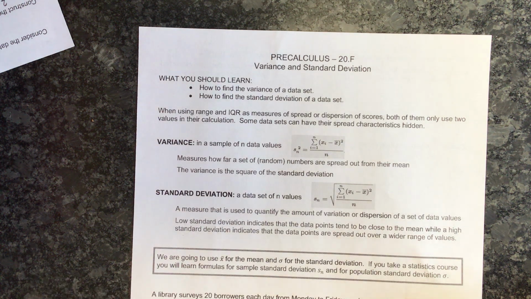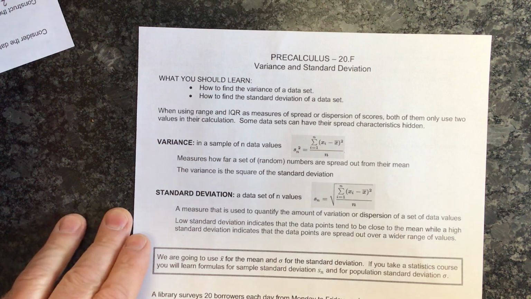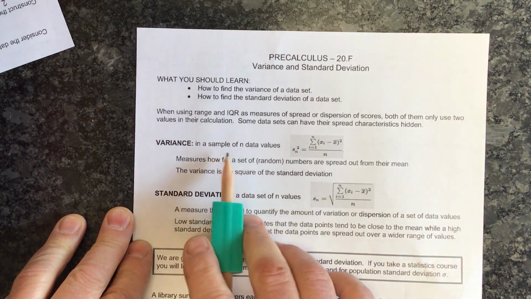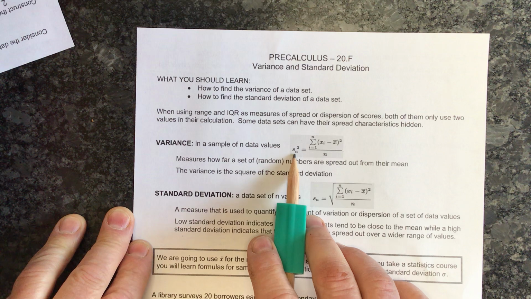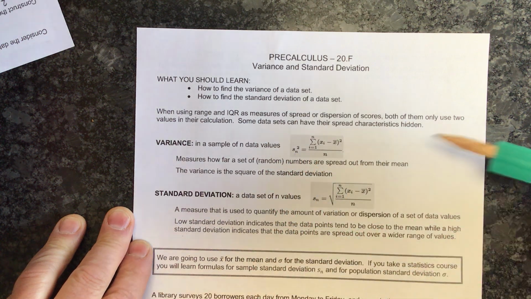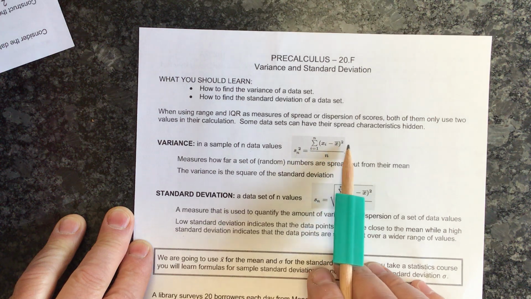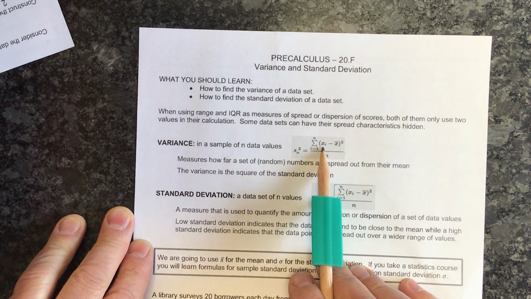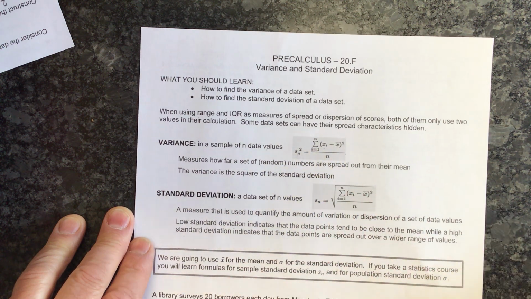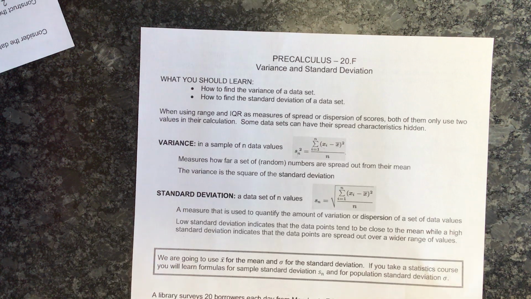Hi everybody, today we're going to take a look at 20F, which is variance and standard deviation. Now variance, for a sample of n data values, is s squared equals the sum from i equals 1 to n of (x of i minus x bar) squared. Now x of i is a particular value and x bar is the mean.